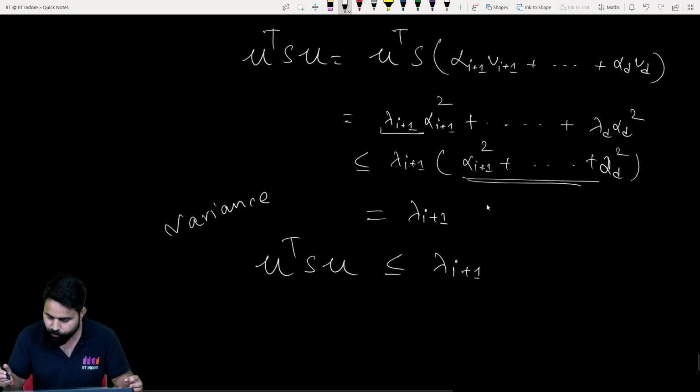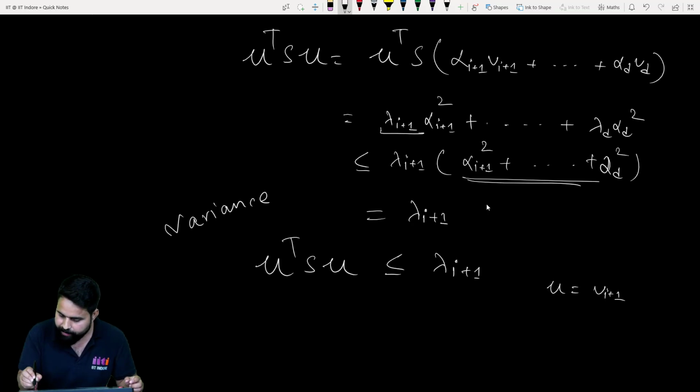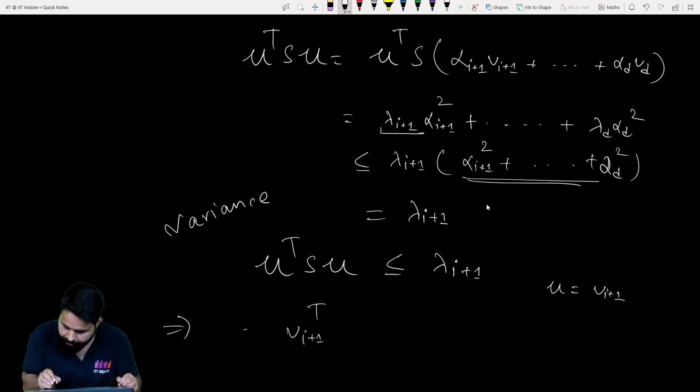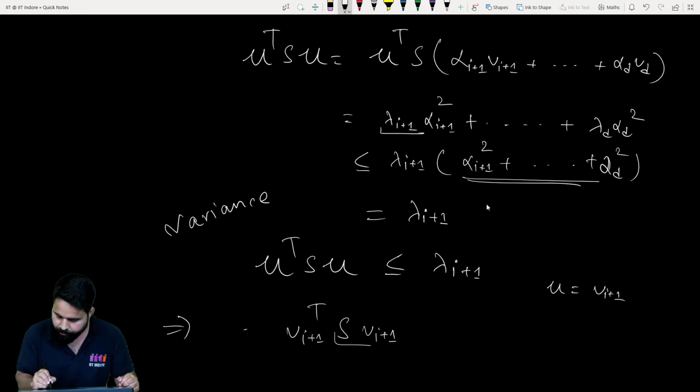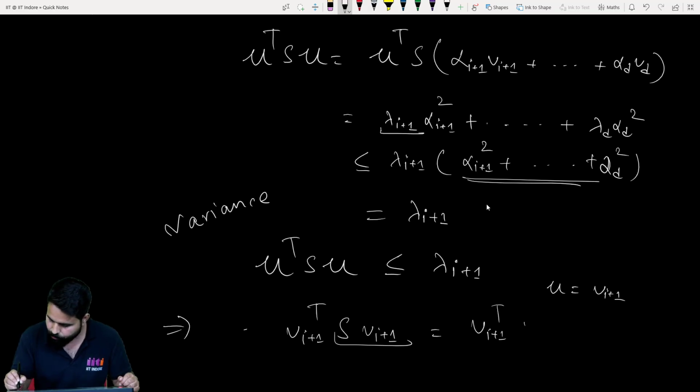If you replace U by Vi+1, this quantity will achieve lambda i+1. So it becomes Vi+1 transpose S Vi+1, and we know that S Vi+1 is nothing but lambda i+1 times Vi+1. So this is Vi+1 transpose lambda i+1 Vi+1, and you can now write this as lambda i+1. Very simple stuff.